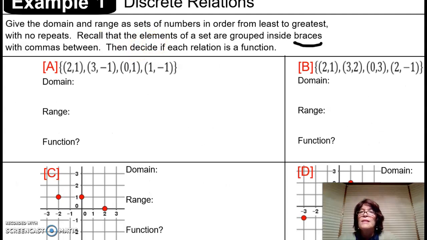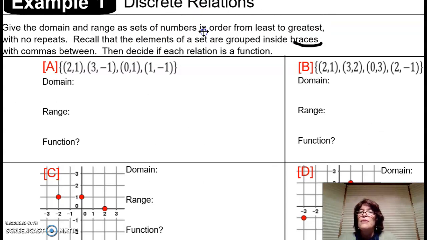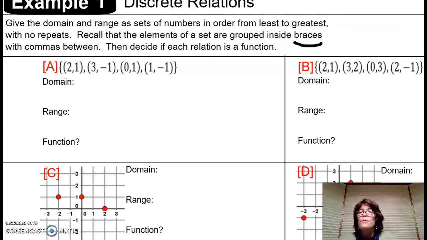All right, let's look at this first example. These are some discrete relations. I just want you to look at these and figure out the domain and range. Then decide, is it a function or not? We're already telling you it's a relation, but is it a function as well? So right here, we have a set of ordered pairs. They're asking us to give the domain and range as sets of numbers in order from least to greatest. You don't always have to do that. I'm probably not going to mark it wrong if it's not from least to greatest, but it helps if we list the x coordinates from smallest to biggest.